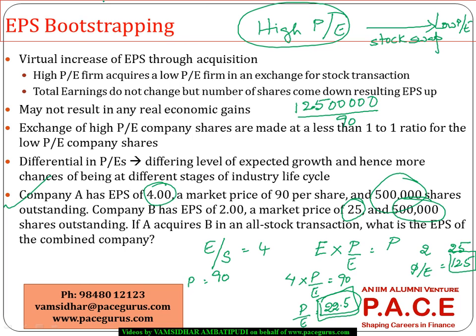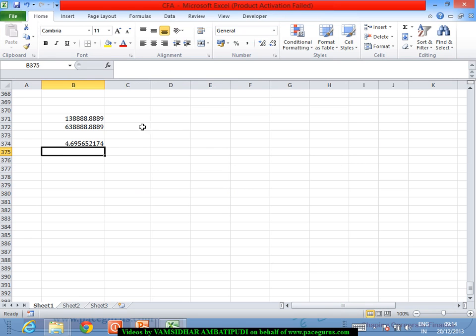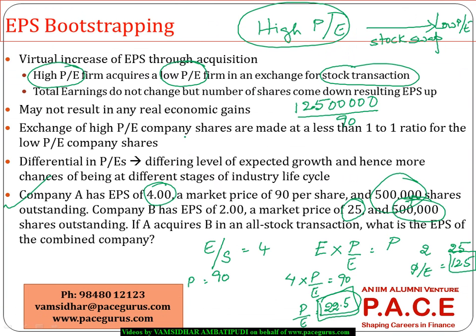So for that to occur, I need to always see that a high PE firm acquires a low PE firm in a stock swap transaction only, because the total earnings anyhow will not change, but the number of shares outstanding, if I add these two, is almost 1 million. But when I have gone into this transaction, it has resulted in only 638,000 shares. So the number of shares has gone down, but the earnings did not go down, which is where the EPS denominator has gone down, resulting in a high EPS.